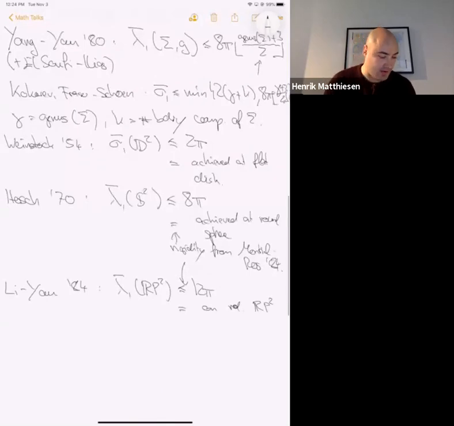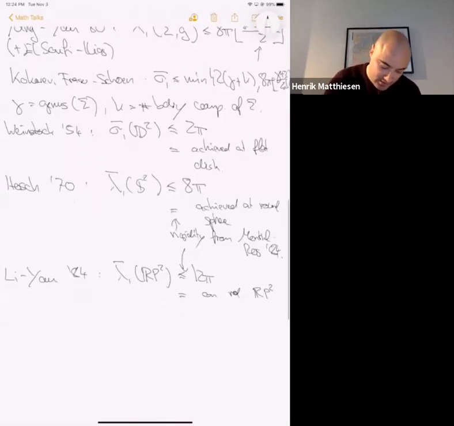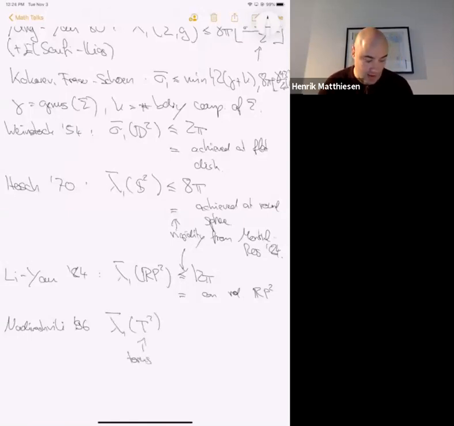Then it took again another 12 years till Nadirashvili did the case of the torus. That was in '96. He showed that if you go to the 2-torus, then the bound is 8 pi squared divided by the square root of 3, with equality only on the flat equilateral torus.